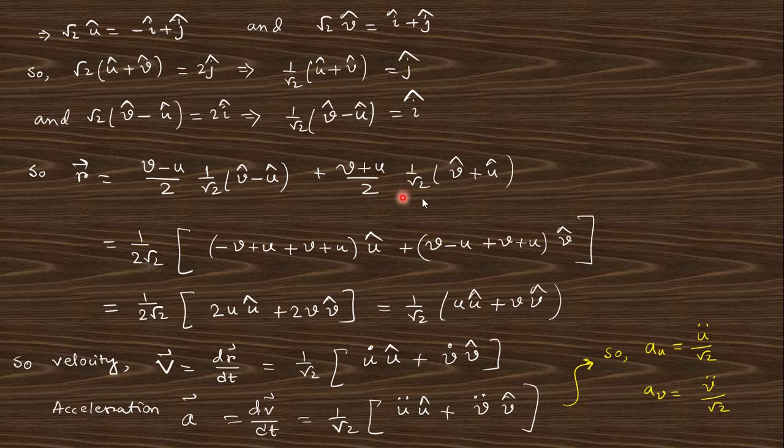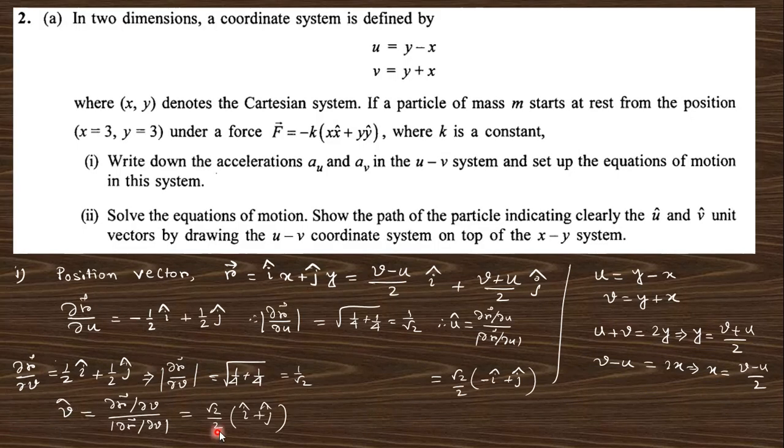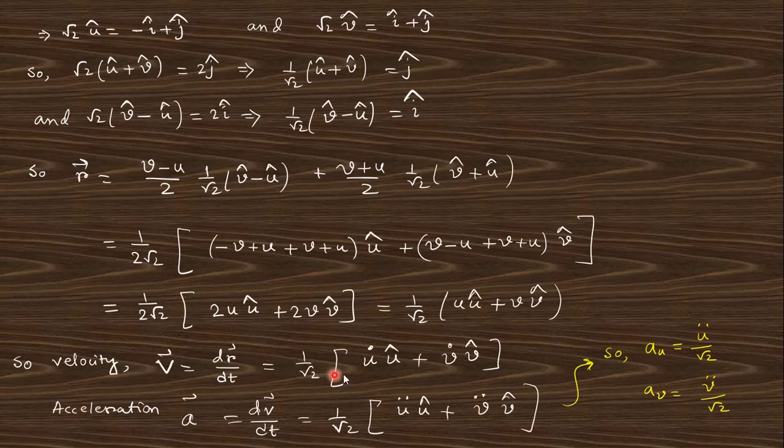Just put this i cap, j cap and rearrange it. Then in terms of u cap and v cap you get these two terms, 1 by root 2 times u cap plus v cap. This is the position vector. Okay, then what will be the velocity? Velocity will be dr by dt, and this gives you this. Since u cap is i cap plus j cap, and i cap and j cap are both constant, the derivative with respect to time vanishes. That's why we get only two terms here.